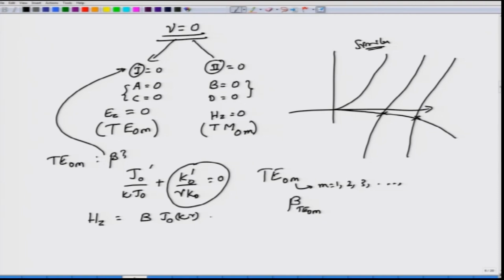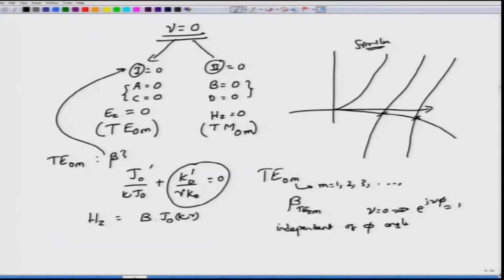And is there any dependence on phi? Well, there is no dependence on phi. That is the beauty of having nu equal to 0, because nu equal to 0 implies e to the power j nu phi is equal to 1, and therefore these fields are independent of phi angle. Independent of phi means that they are azimuthally symmetric. So, if you go around the fiber in a circular manner at a constant radius a, you will see that the field essentially looks the same. The magnitude of the field does not really change as you circle around the optical fiber. So, you have Hz, which is some J0 kappa r with respect to z anyway.